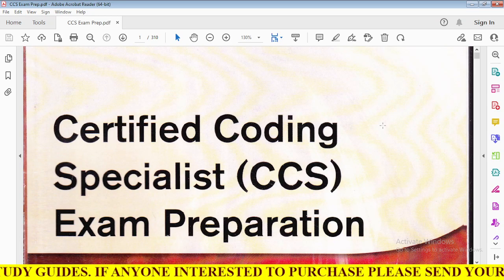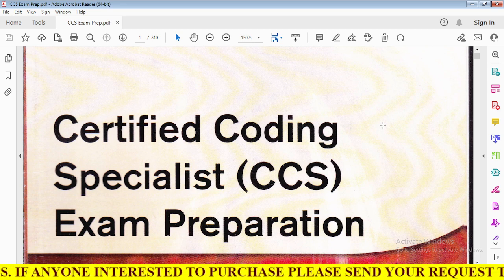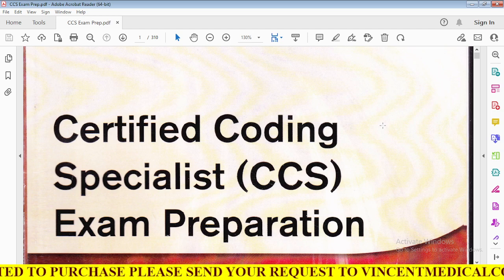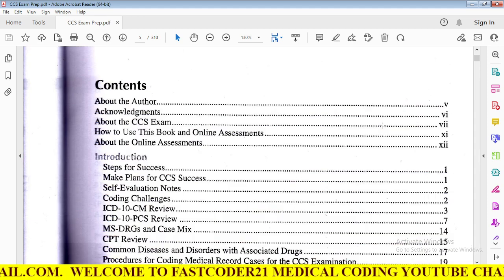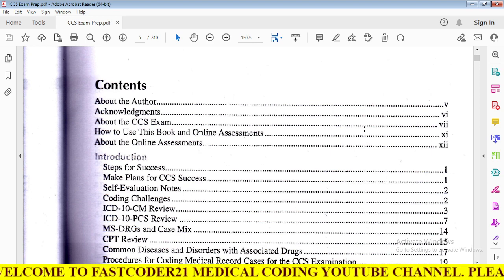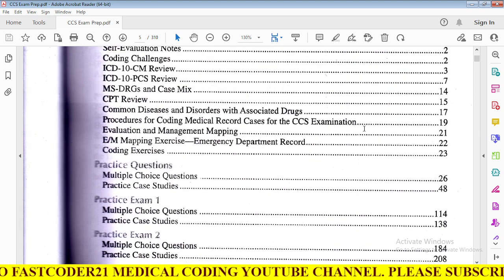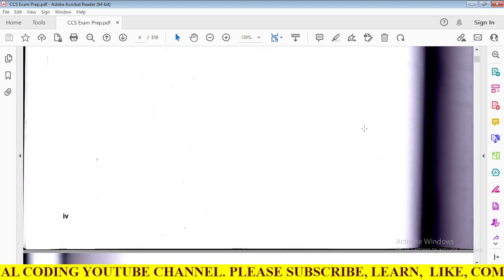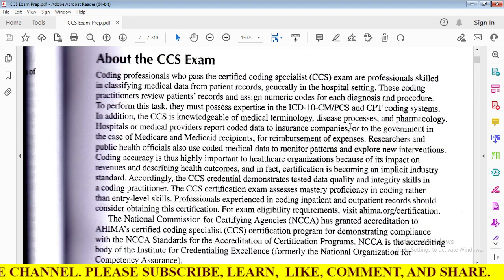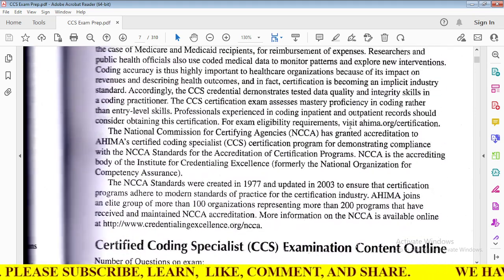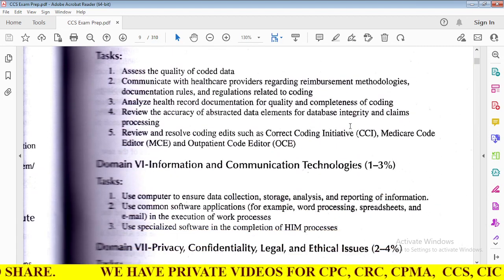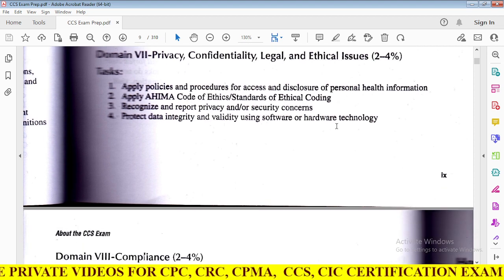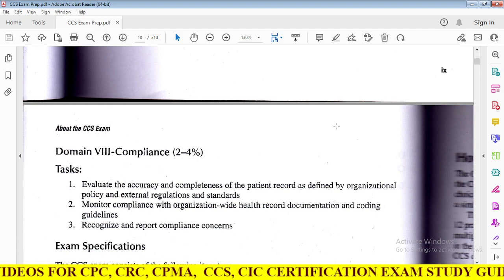So far we have learned about the CCS certification and who can write this exam. Now we can see the study guide, the Certified Coding Specialist exam preparation guide. This is the old version, not the latest version, please note that. These are the contents in this section: ICD-10-PCS, MS-DRG, CPT, and you have practice questions also. Here we have what the CCS exam is about, and they have mentioned all the domains. As I told you, this is an older version. Previously they had 6 or 8 domains, but now they have only 4 domains.